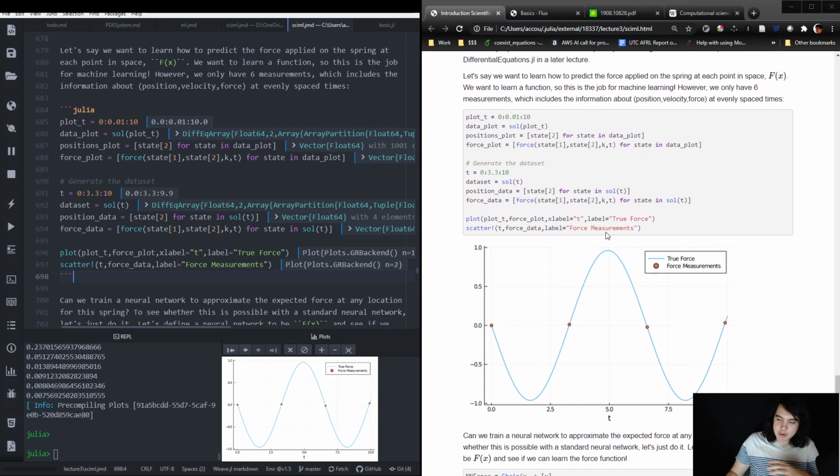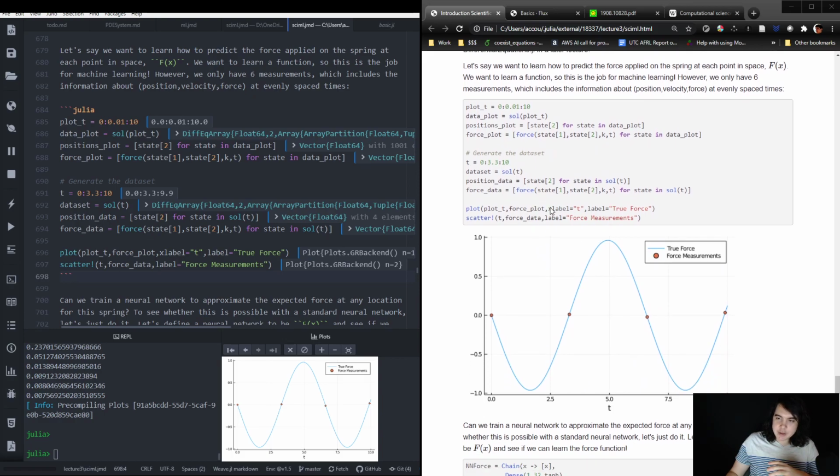What we get here is that the way our differential equation is defined, and the way that we got our data, we have forces at terms which are all fairly close to zero. So we didn't take very good measurements, but could we still have a neural network recover this function by using this data?